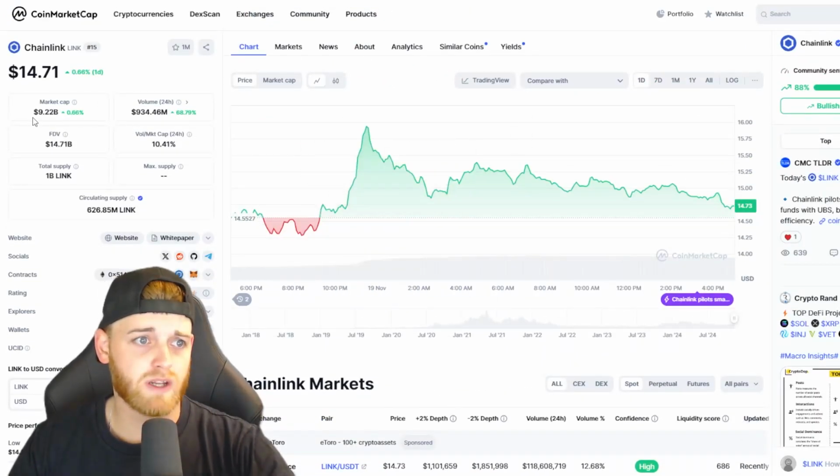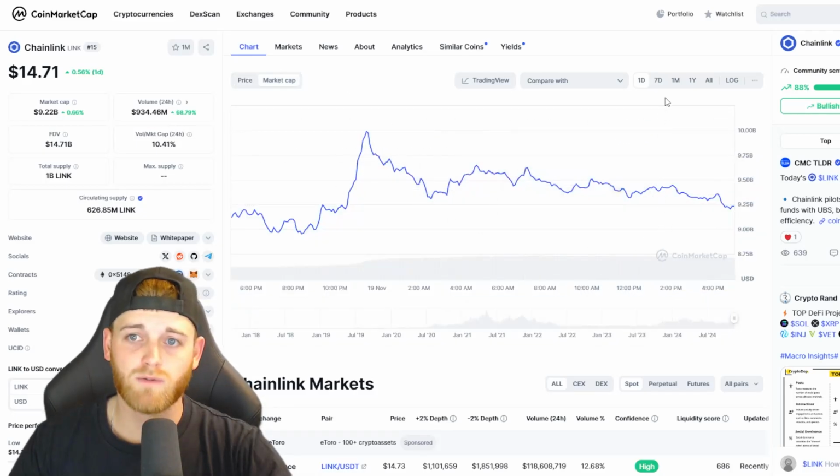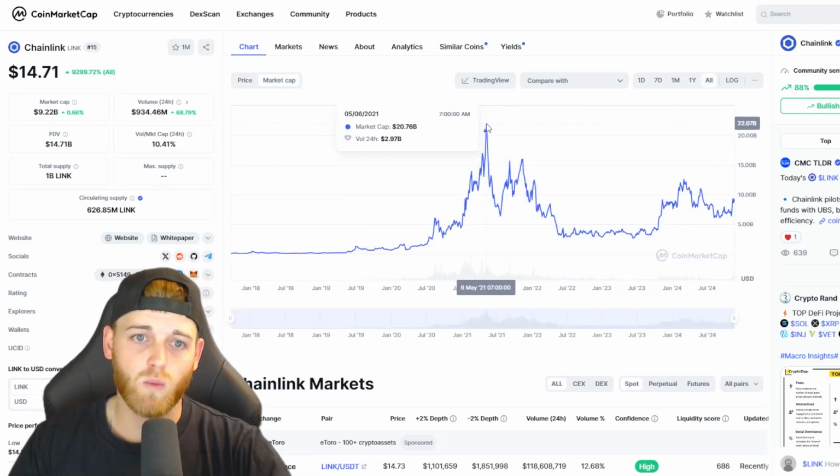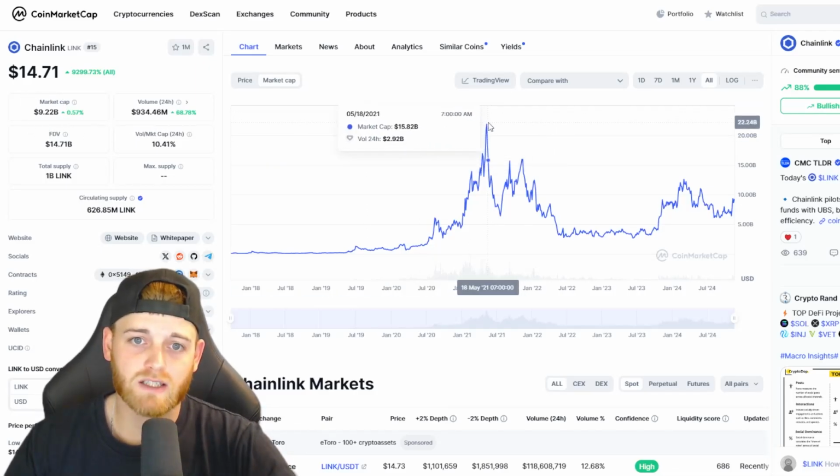Currently priced at around $14 a coin. It is hovering around $9 billion in terms of market cap. That is not the all-time high market cap for this bad boy. Let's get into that. Where and how high did this thing go before? It actually got to 21 billion. Okay, 21 billion. That's over a 2x to where it is now.